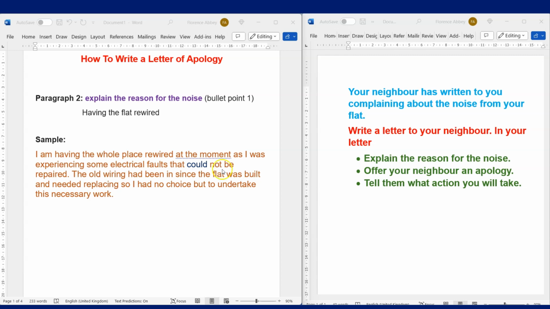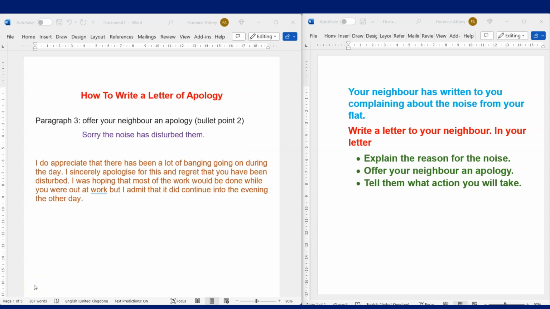Now let's go to the second question: how to offer our neighbor an apology, and that will be the third paragraph. So this will be our third paragraph where we are going to offer our neighbor an apology, and that is the answer to bullet point 2. Okay, so let's go through a sample answer.